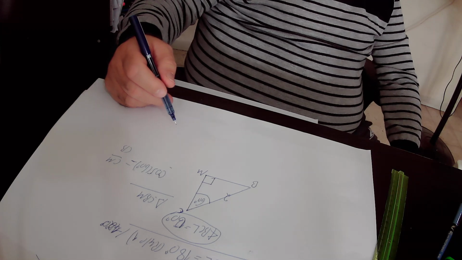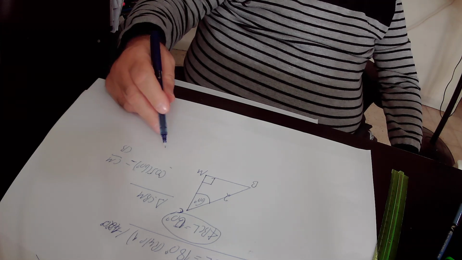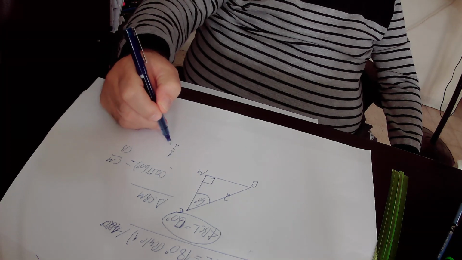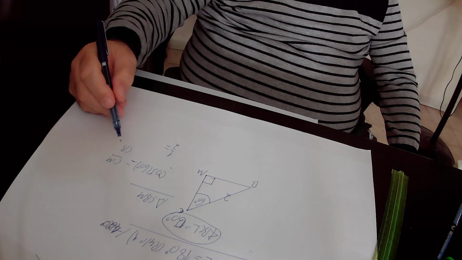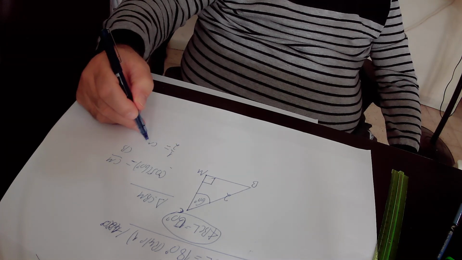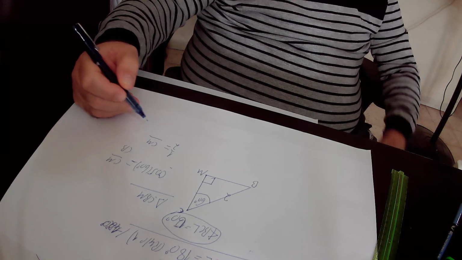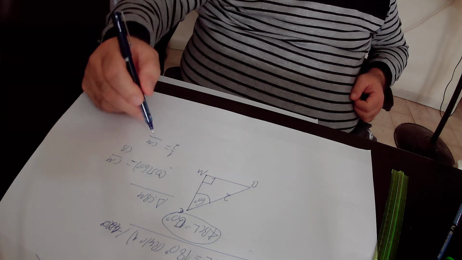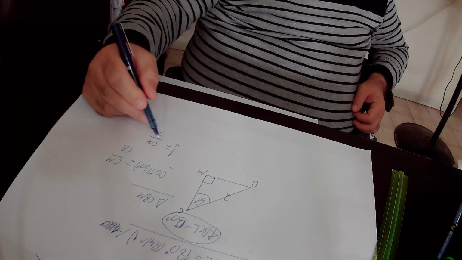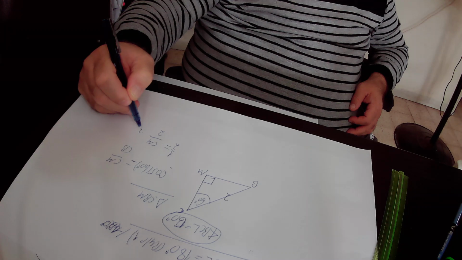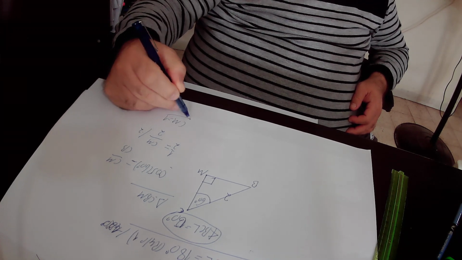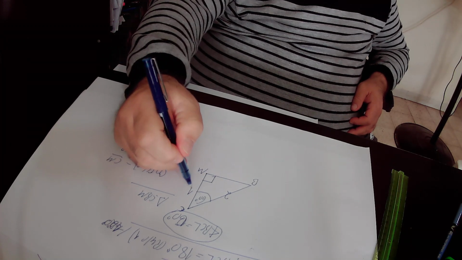Cosine 60 degrees is equal to 1 half, so we substitute cosine 60 degrees by 1 half. And it is equal to CM, CM is the missing segment, so we leave it as it is, over CB. CB equals 2 units, so we substitute CB by 2. In conclusion, we found that 1 half equals CM over 2, we will multiply this equation by 2, and we get that CM equals 1 unit. So we can write here that CM equals 1 unit.